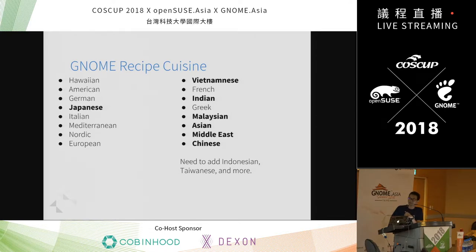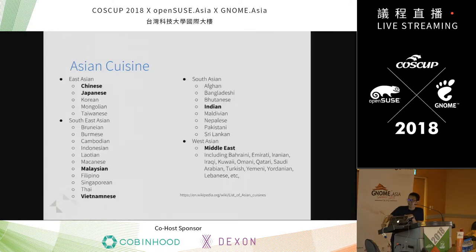The bulk is not Asian. So we have Hawaiian, American, German, Japanese, Italian, Mediterranean, Nordic. For Asian, we only have Japanese, Vietnamese, Indian, Malaysian, Asian for general, Middle Eastern, and Chinese. And there's no Indonesian at the time, and also no Taiwanese. I think we need to add Indonesian or Taiwanese to the cuisine list. And speaking about Asian, if we break down Asia, we can divide it into East Asian, Southeast Asian, South Asian, and West Asian. The bold ones are already in Gnome Recipe.